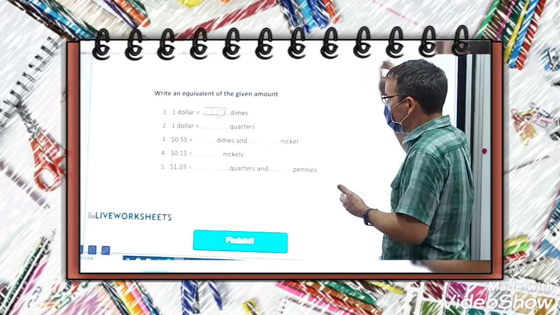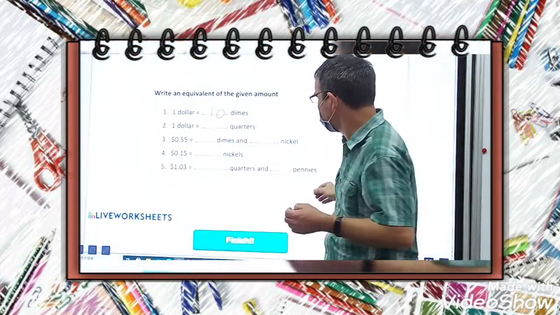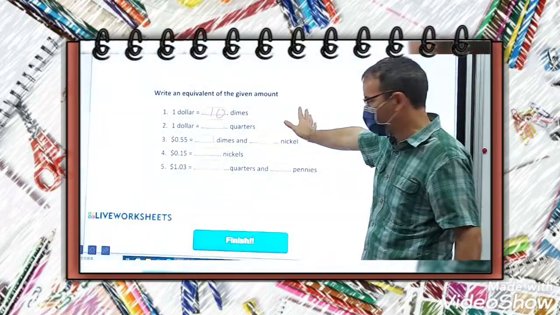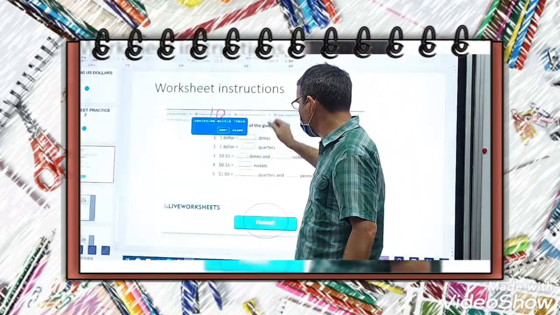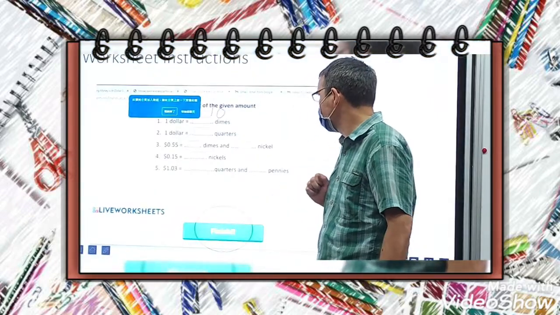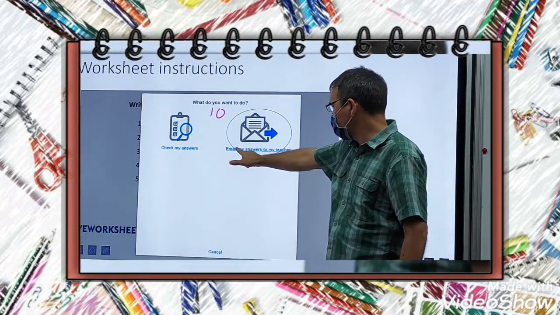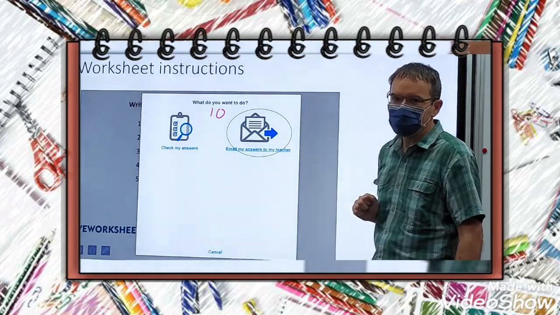You can find this worksheet if you look at the link down below in the description box, and you can complete the worksheet. And after you complete the worksheet, you press the finish button. After you press the finish button, this will show up. And you need to press email my answers to my teacher.